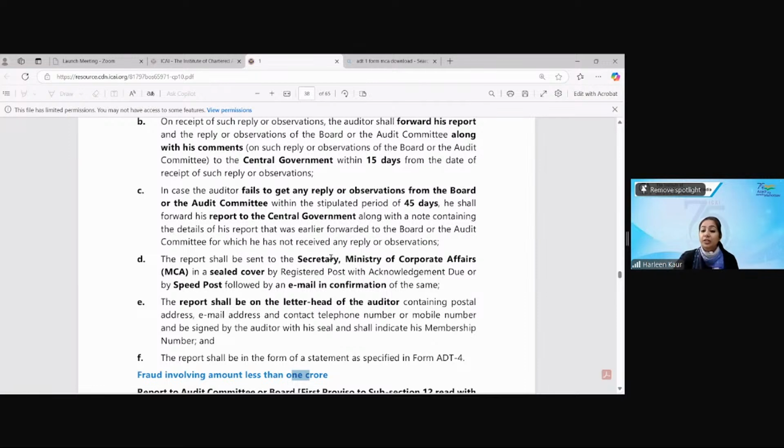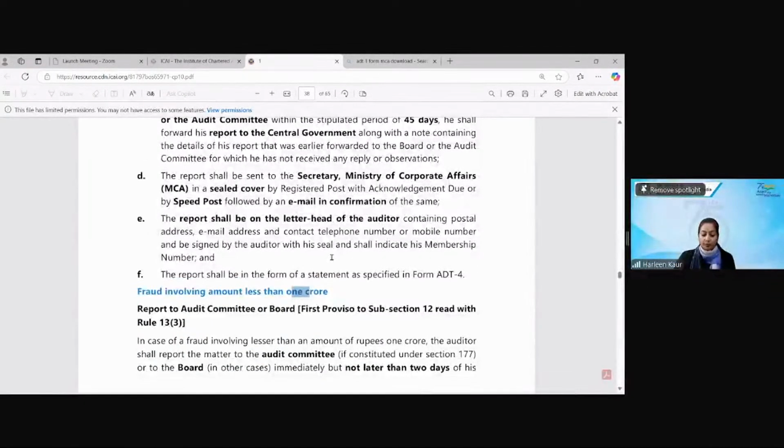Do you need to indicate your membership number as an auditor when you're sending ADT 4? Absolutely right. Yes, you have to give it, because this report has to be given on the letterhead of the auditor containing his postal address and contact number, because you are the auditor who has found this information. Now you have to take the obligation of this. You have to give your membership number as well. So on the letterhead of the auditor, his address, telephone number, and also his membership number need to be mentioned here.